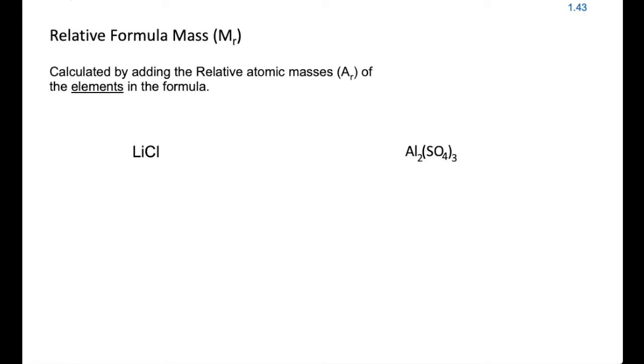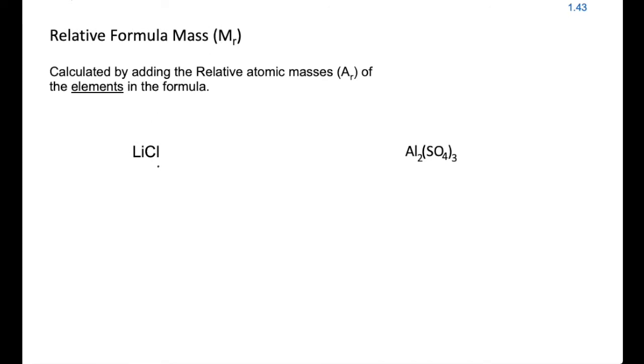The relative formula mass is calculated by adding up the relative atomic masses of the elements in a chemical formula. So we work out the relative formula mass not for individual elements, but for compounds like lithium chloride. And I think this is best explained by going through a couple of examples. That is exactly what we're going to do.